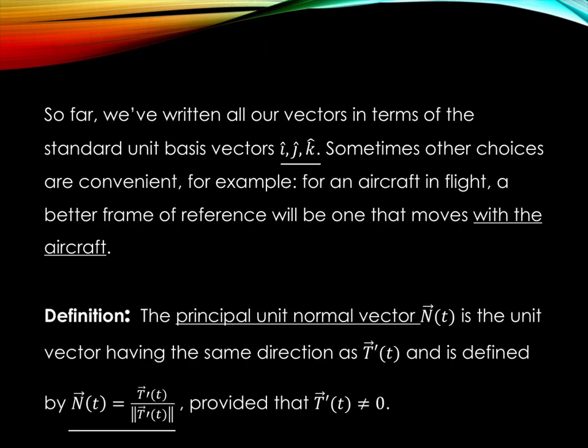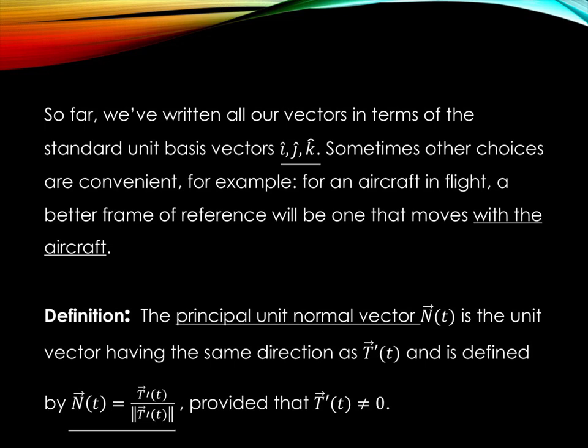Okay, so far we've written all of our vectors in terms of the standard unit basis i, j, k. True? Yes, we've done that. Sometimes other choices are convenient. For example, for an aircraft in flight, a better frame of reference would be one that moves with the aircraft. Okay? So what we're going to do next is we're going to create what's called the principal unit normal vector, N of t.